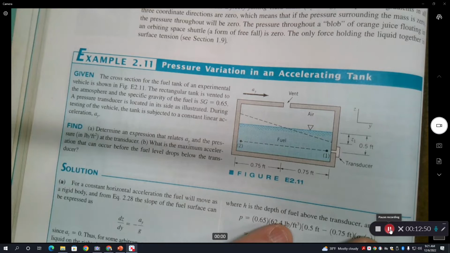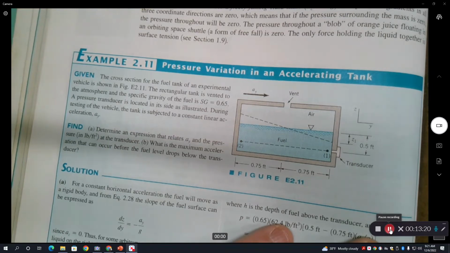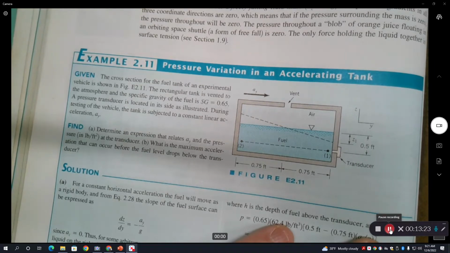And we're going to have a thing that comes to Z. I did a bad job on mine. You'll see soon with what I'm trying to copy this down as we're going through here. That accelerates at AY, and the pressure is in pounds per square foot at the transducer. What is the maximum acceleration that can occur for fuel level drops below the transducer? Right, and then this thing is 1.5 feet, I guess, total across.